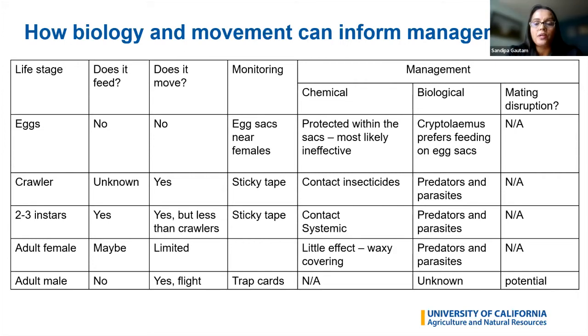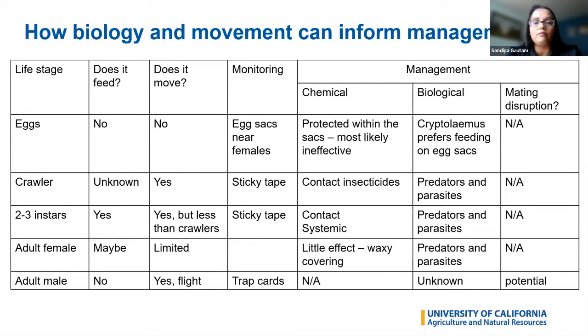Although there are several predators and parasites reported from Southern California, we don't really know what species of natural enemies are present in the San Joaquin Valley, but biological control could be targeted towards controlling adults.